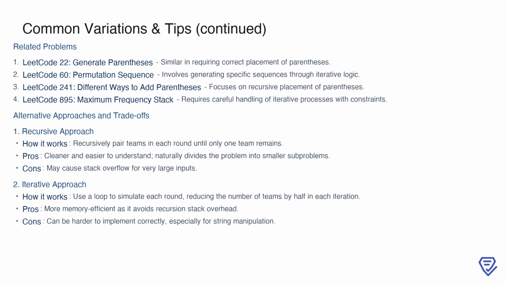On the other hand, the iterative approach uses a loop to simulate each round, reducing the number of teams by half in every iteration. It's more memory efficient since it avoids the recursion stack overhead, but implementing it correctly can be tricky, especially when handling string manipulations. Each method has its strengths and weaknesses, and the choice often depends on the specific requirements of the problem.